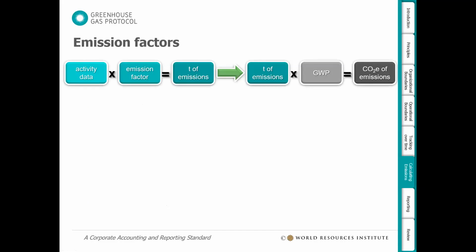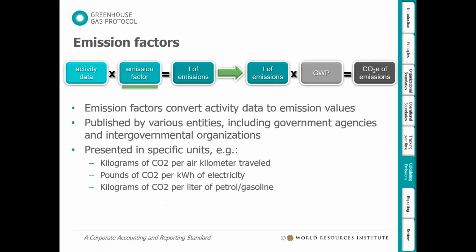We turn to emission factors, the second component of our equation. Emission factors basically convert activity data to emission values. They're published by various entities, including government agencies and intergovernmental organizations. And I'll turn to that point on the next slide.